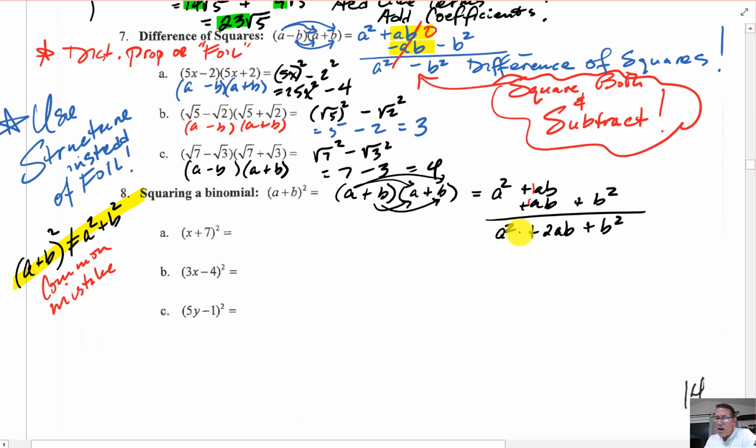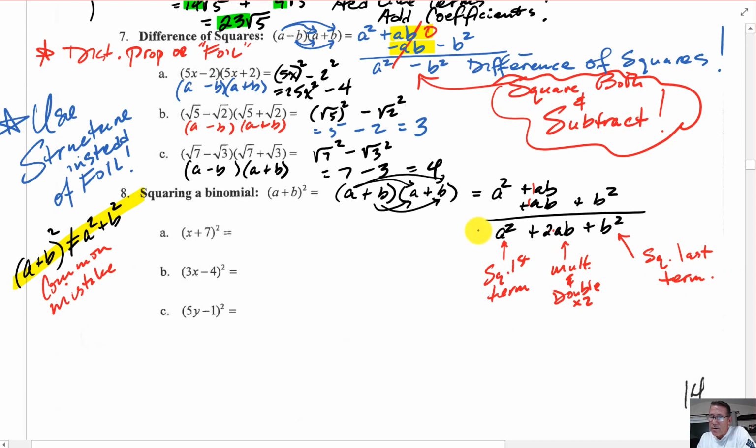So this right here, if I'm going to interpret this now, means square the first term. This right here tells me to multiply and double. Multiply and double means times 2. Whenever you see this times 2, that means double it. And this tells me to square the last term. So the way I remember to do this when I was a kid, and ever since then, is square, multiply, double, square.